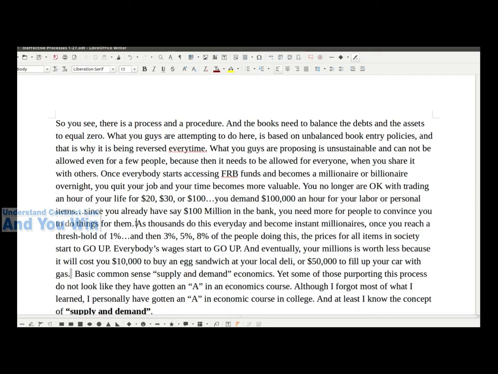So when you go to the restaurant, you're going to pay $1 million a meal. When you fill up your car with gas, you're going to pay $500,000 to fill your tank up. Everything is going to increase because everyone is going to get unlimited millions and billions of dollars, and it winds up not helping your financial situation anyway.